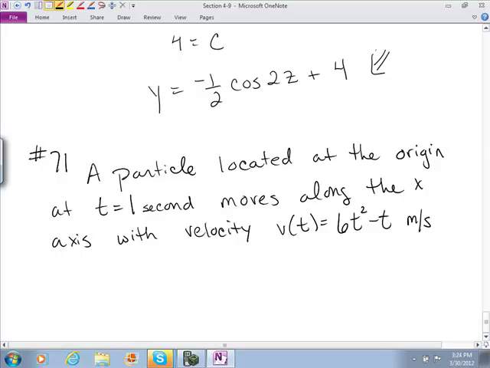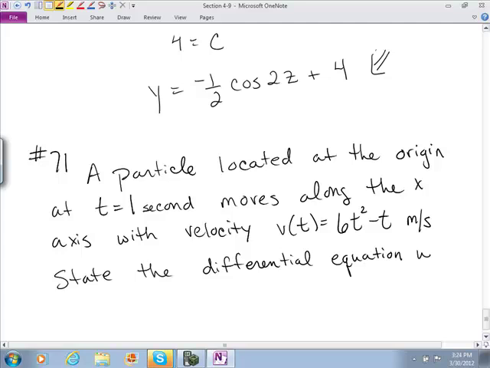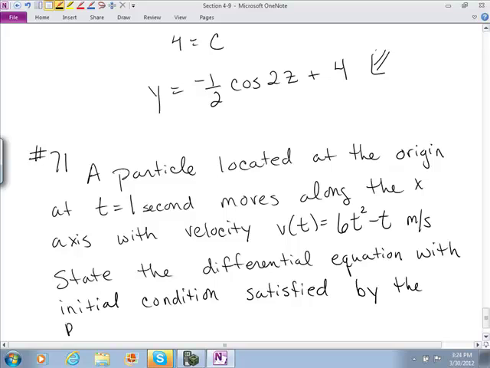Okay, so what we know is, so let me write that. It says state the differential equation with initial condition satisfied by the position of the particle, which is s of t, and find it. Go ahead and find s of t.